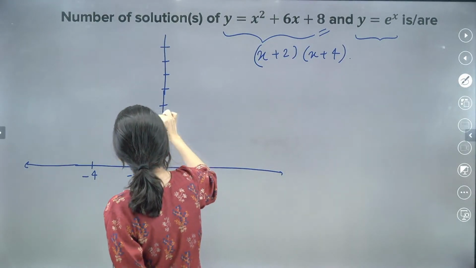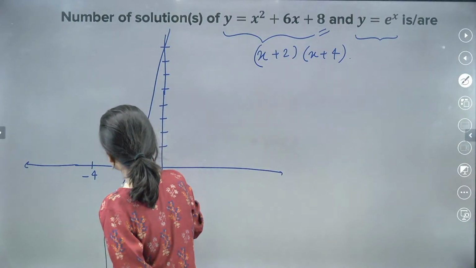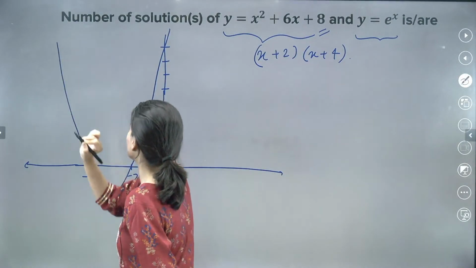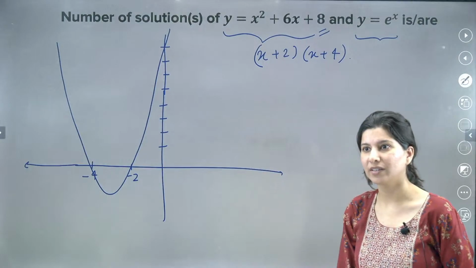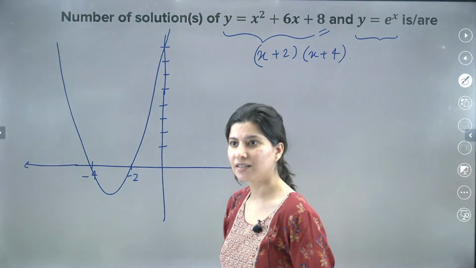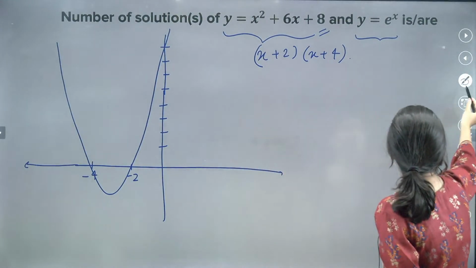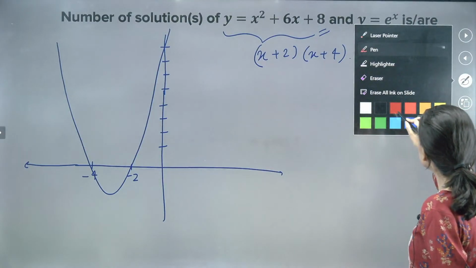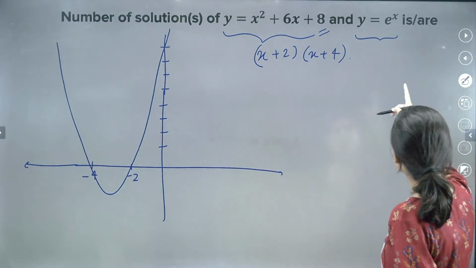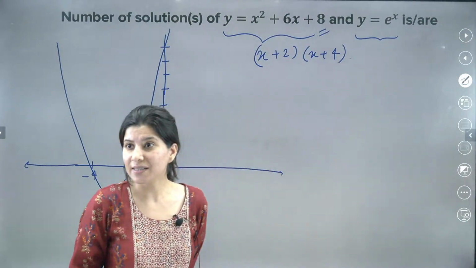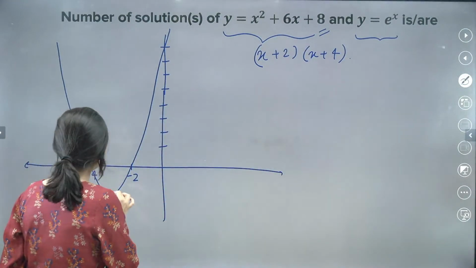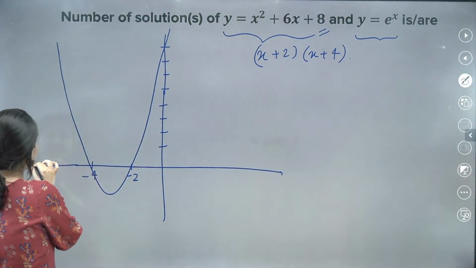So this is the curve, this is the parabola. Correct? Yes? Okay. Right. Tell me yes. Okay. And now y is equal to e raised to power x. So y is equal to e raised to power x.